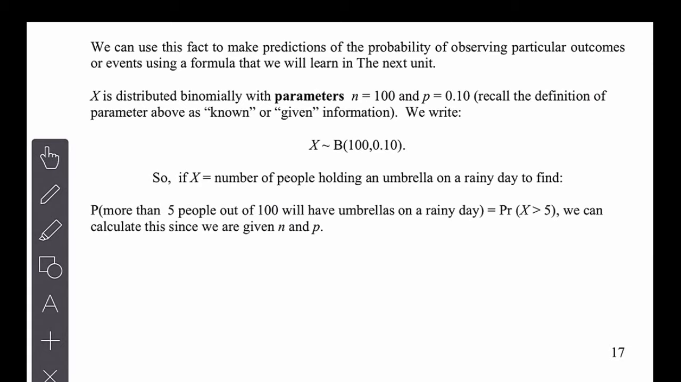And with that, I verify the criteria. I know it's a binomial. So from there, using the formula that I didn't present here, but I will present when we get to that unit, which is after we finish this one, you could calculate things like the probability that x is greater than 5.